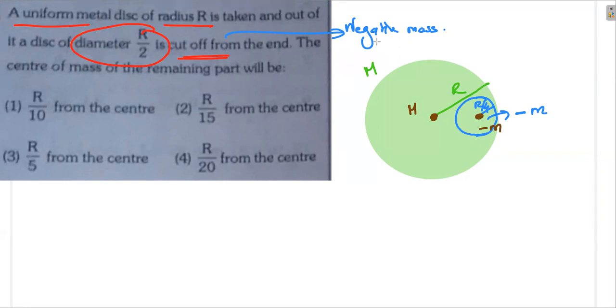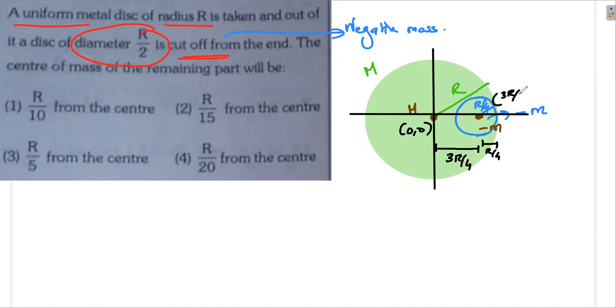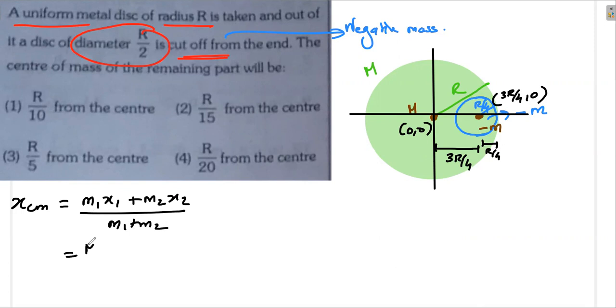I need the coordinates. So as usual, let's say this is 0, 0, and this is this distance. You see, this is r/4, so this distance will be 3r/4 because the total distance is r. So this is 3r/4, 0. Now it's a normal problem. X center of mass is m1 x1 plus m2 x2 over m1 plus m2. m1 is capital M, x1 is 0 because it's 0, 0. m2 I need to find. We'll see that x2 is 3r/4, divided by M plus m2.